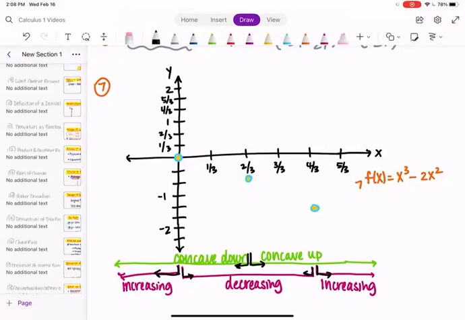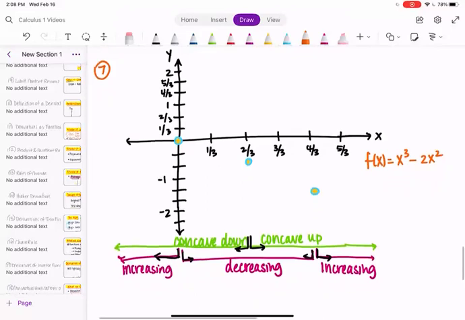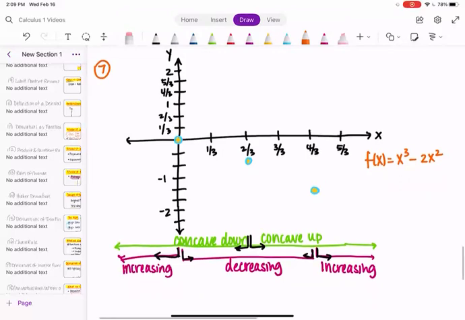So how do we turn that into a graph, putting all these pieces together? We have our points. And I would recommend starting with concavity. This graph is essentially split into two parts. And we know that from here, generally, this section has to be concave down.